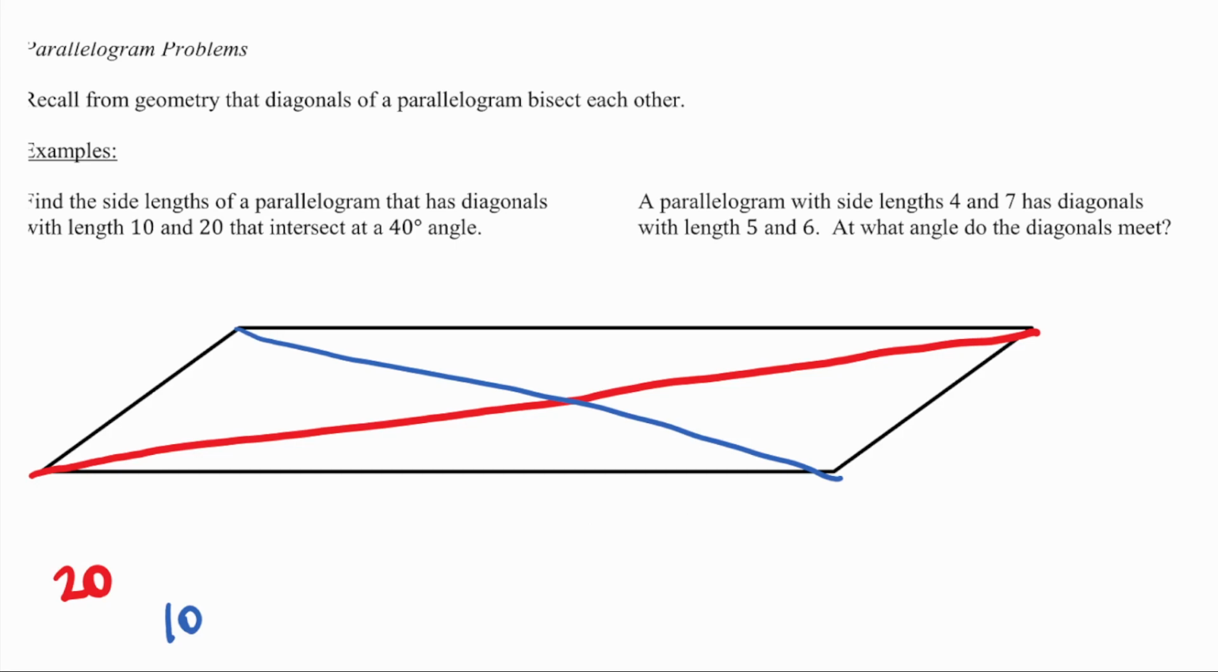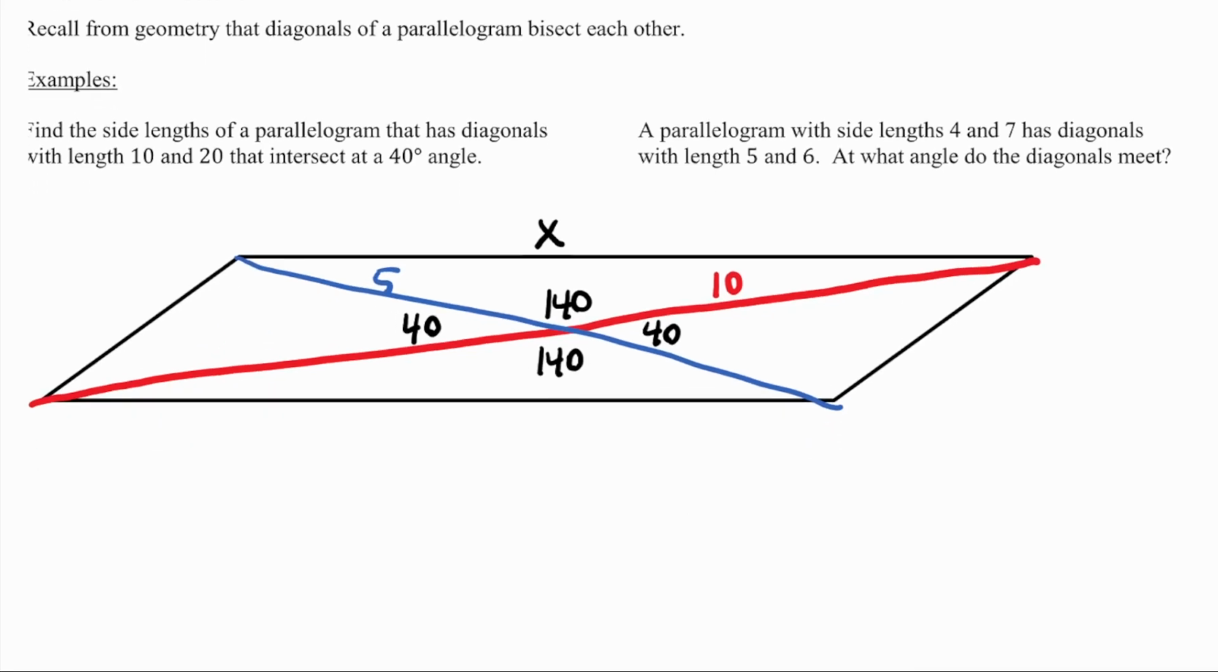You can even see. Okay, so find the side lengths of the parallelogram that has diagonals with length 10 and 20 that intersect at a 40-degree angle. So that means that this angle is going to be 40, and these are going to be 140. And really what we're going to do is use the law of cosines. How am I going to do that? Obviously by using the information that was given in the statement of the problem. They give me that the lengths of the diagonals were 10 and 20, so when they get cut in half, they're going to be 5 and 10, and I'll be looking for this, which is x, and I'll use the law of cosines to find that.